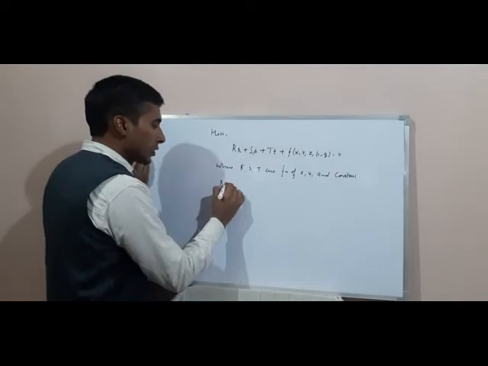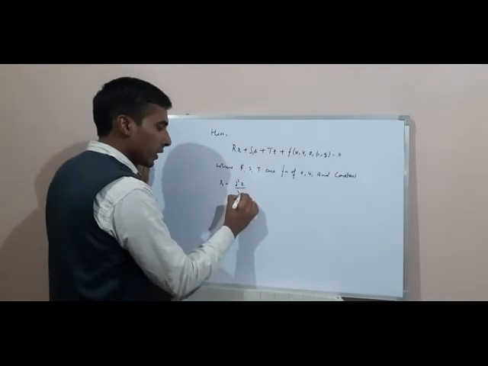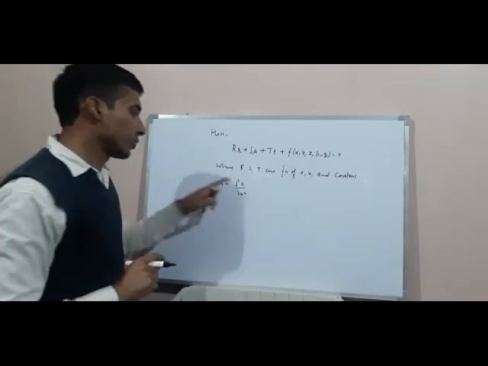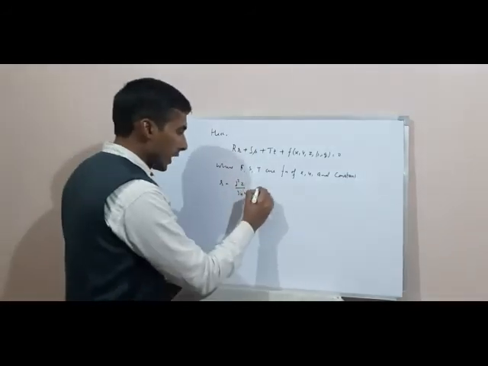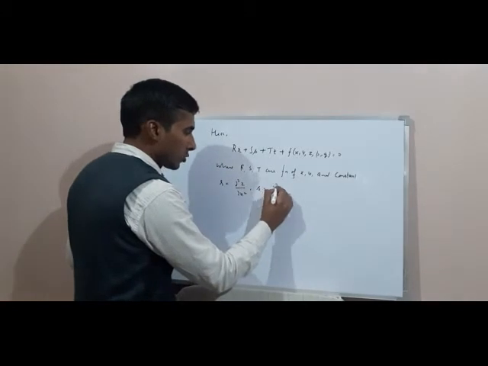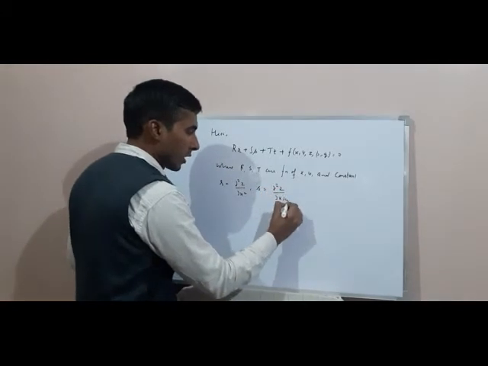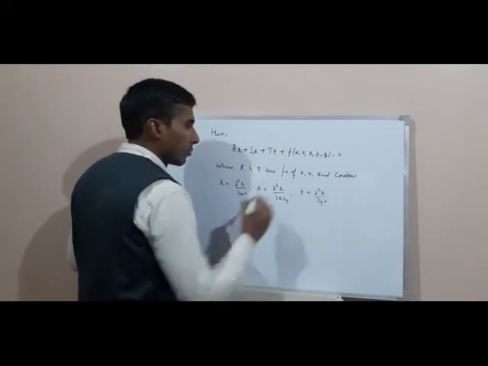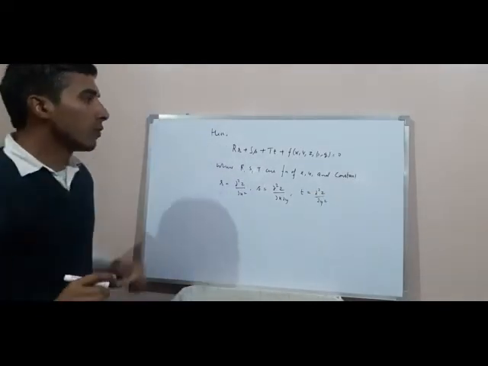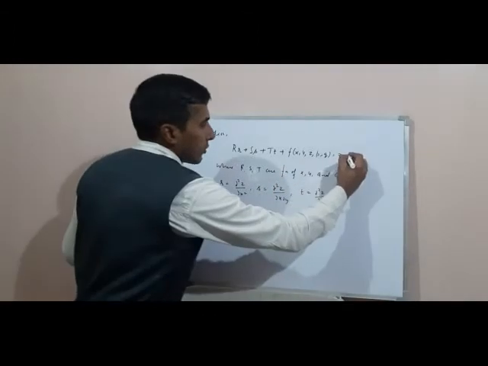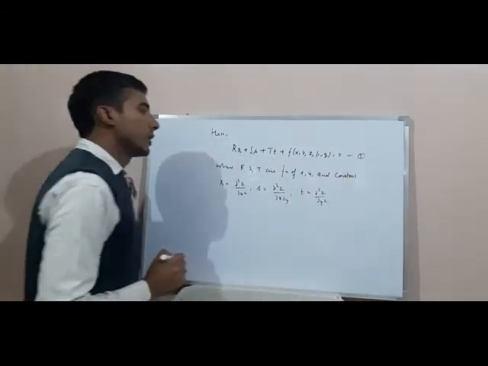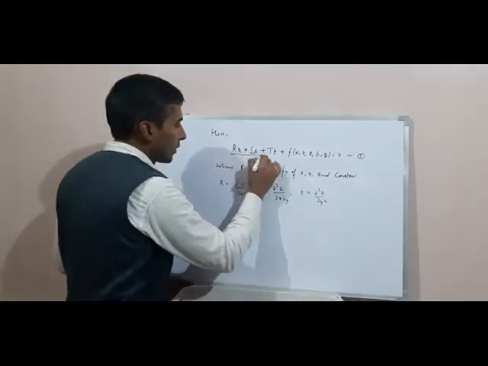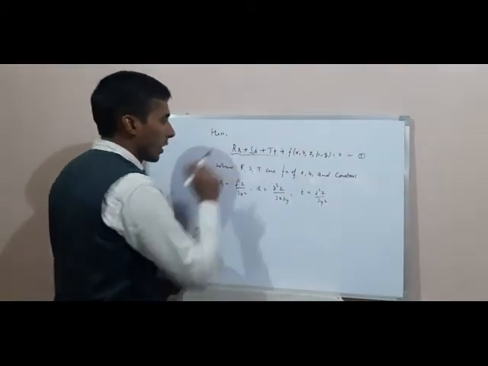Small r means ∂²z/∂x², the second partial derivative of z with respect to x. Small s means ∂²z/∂x∂y, and small t means ∂²z/∂y². First of all, we will classify this type of equation. We denote it by equation number 1. For the classification, we confine ourselves to this part.